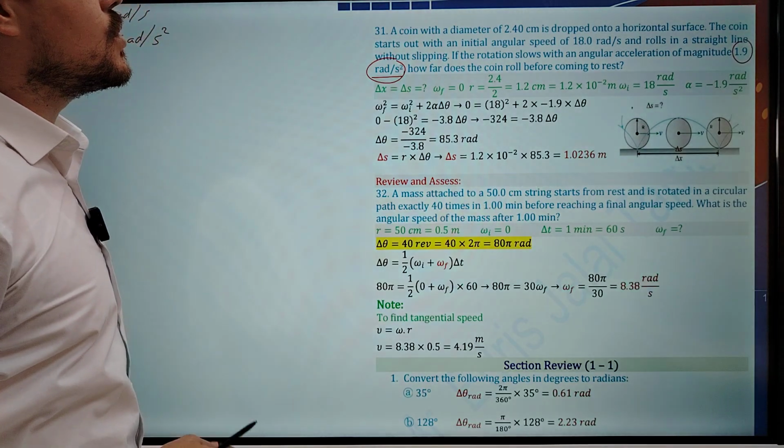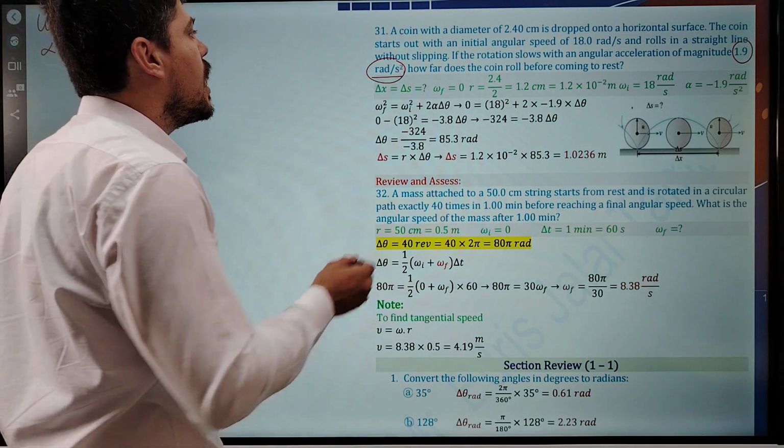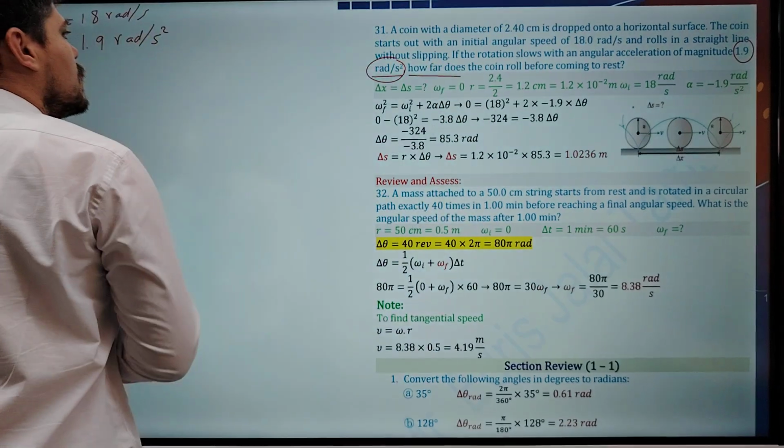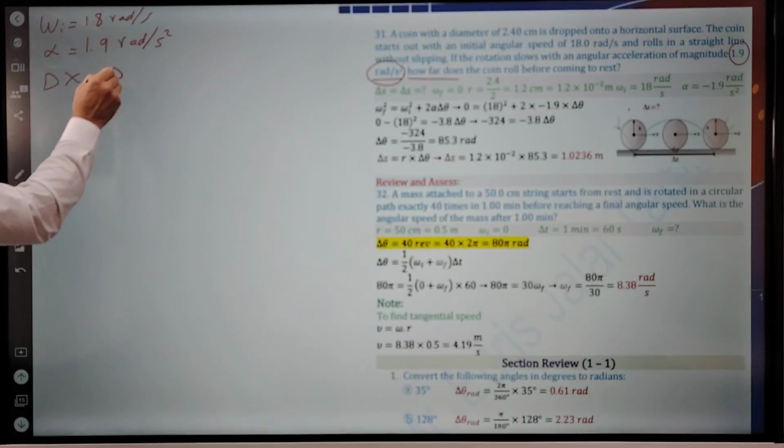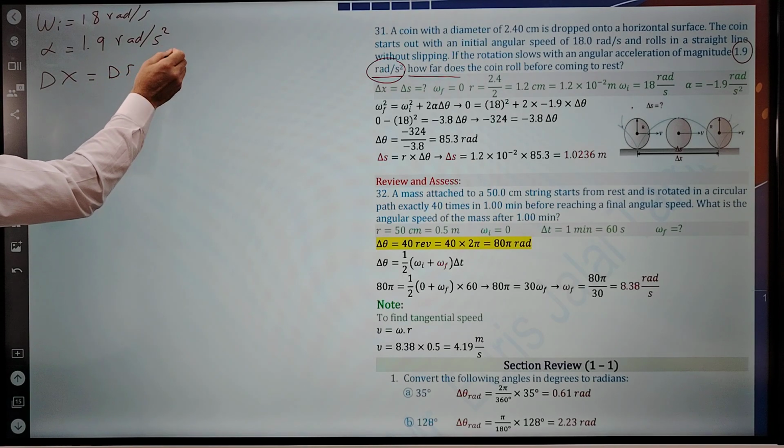How far does the coin roll before coming to rest? How far? What do you mean by how far? Which means that delta x or delta s is unknown.